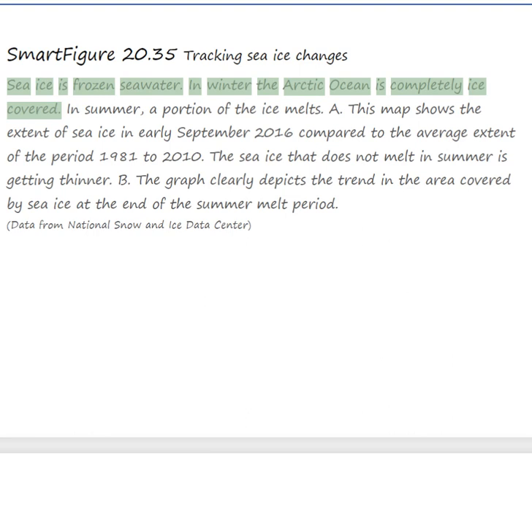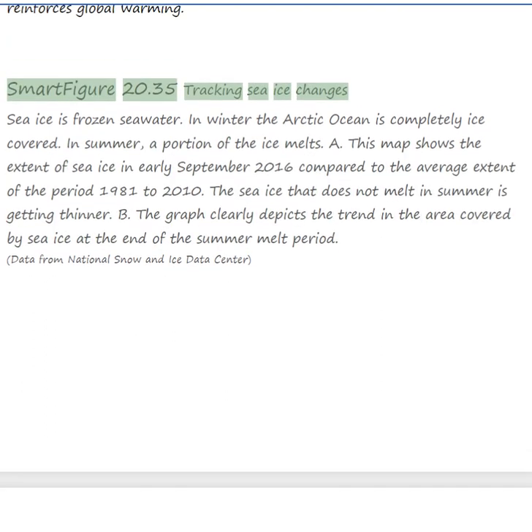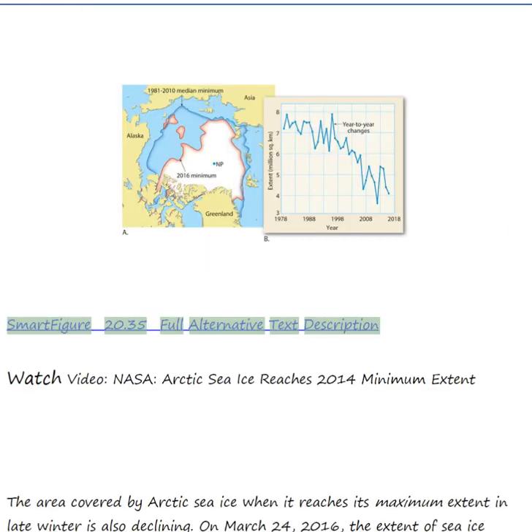Sea ice is frozen seawater. In winter the Arctic Ocean is completely ice-covered. In summer, a portion of the ice melts. This map shows the extent of sea ice in early September 2016 compared to the average extent of the period 1981 to 2010. The sea ice that does not melt in summer is getting thinner. The graph clearly depicts the trend in the area covered by sea ice at the end of the summer melt period. Figure 20.35, tracking sea ice changes.